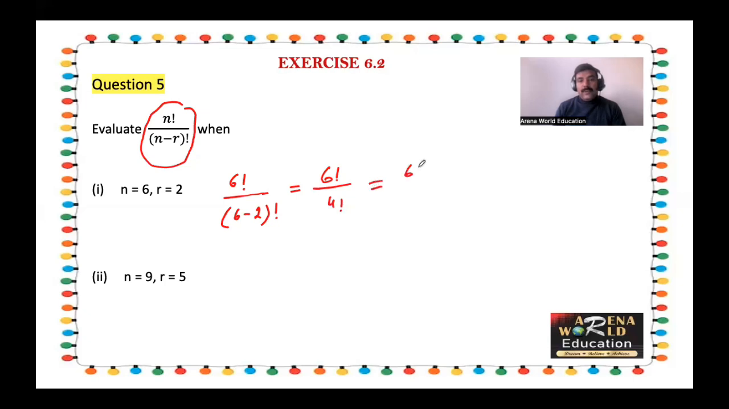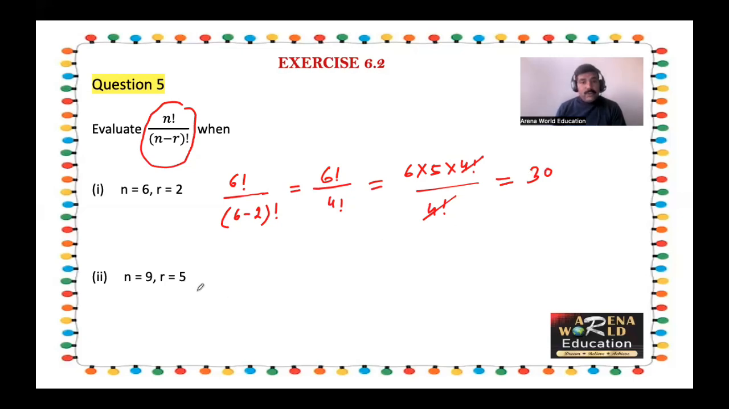And what will be the value of this one? 6 into 5 into 4 factorial, and the 4 factorial will be cancelled out. We are left with only 30. So 30 will be the answer, right? So question number 5, first part is 30.